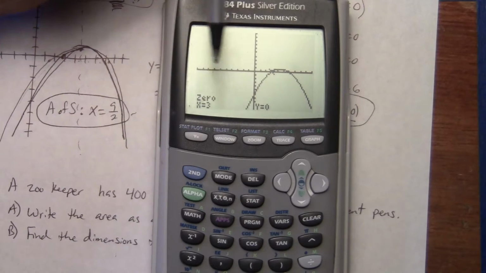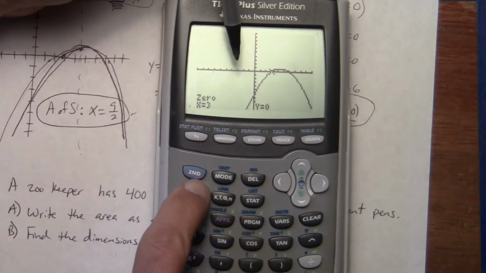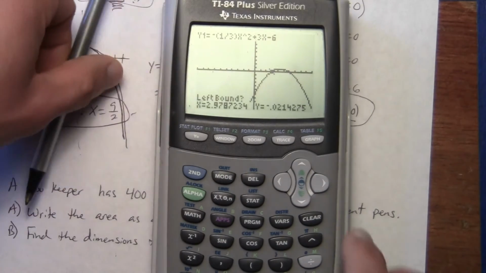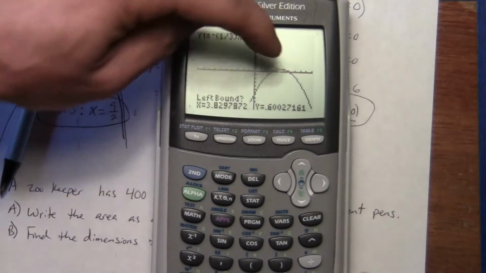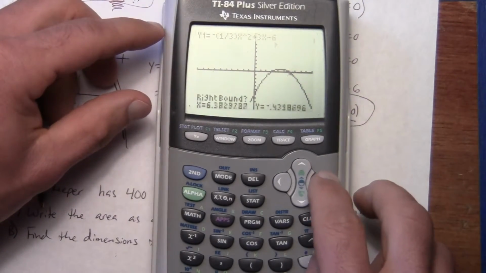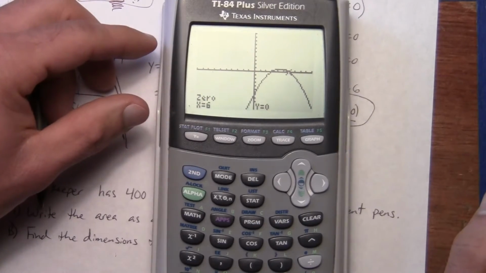It's 3, 0, which of course we figured out algebraically. And then if you want the other one, you just do the same thing. Go second, calc or trace, pick number 2 again, be on the left side of this x-intercept, then go on the right side of it, make your guess, and it'll tell you that it's 6, 0.